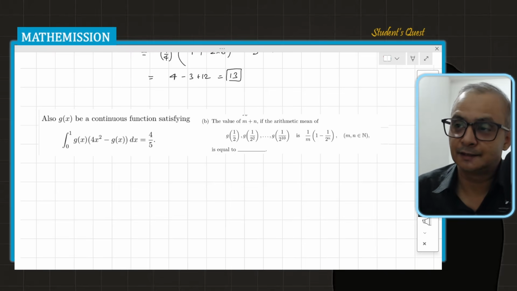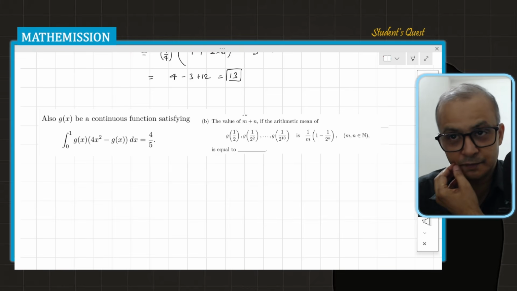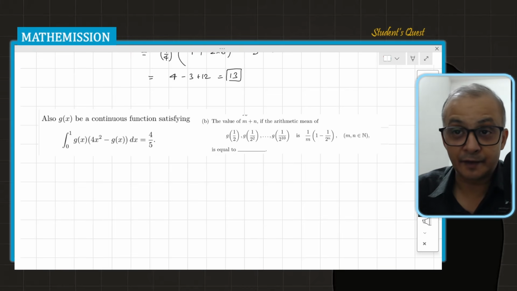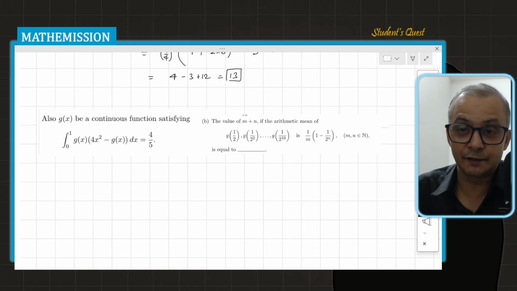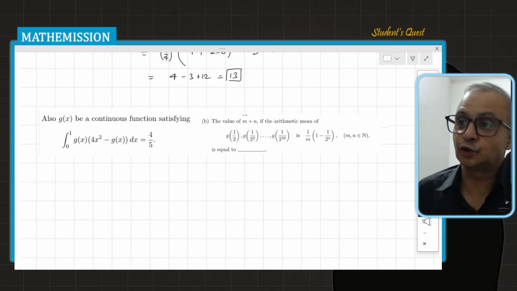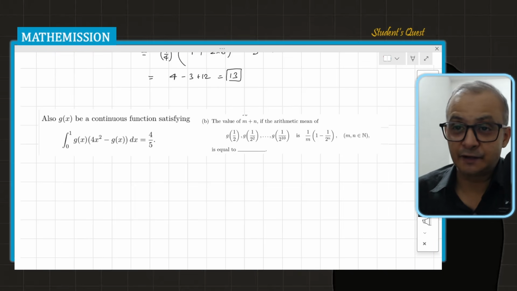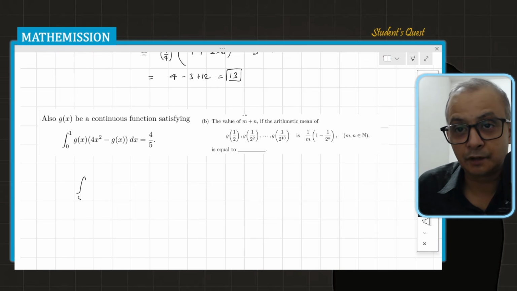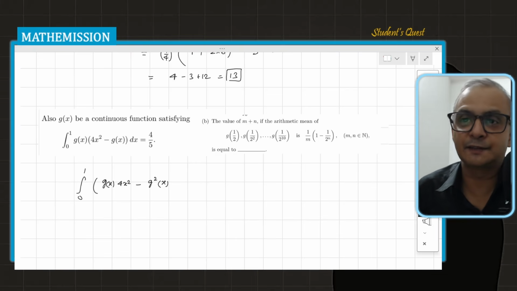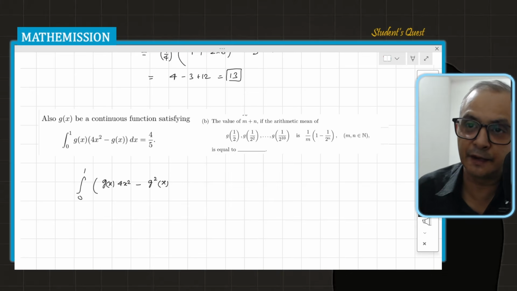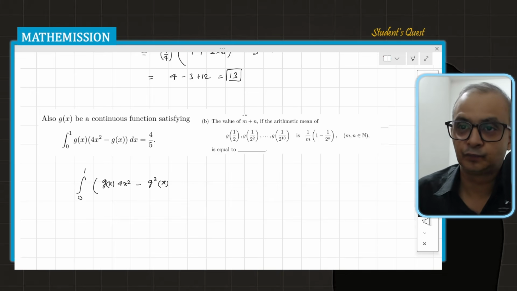Either you can guess what function I will substitute for g(x), so that I can subtract it from 4x square and also multiply the result with g(x) again and integrate it, and it should get 4 by 5. But it's very difficult. So let's try to do it this way, 0 to 1, and I'm going to multiply this entirely inside. So that is going to be g(x) into 4x squared minus g square x. G square x means I'm just writing in a fancy way, but the meaning of g square x is g(x) whole square, and that is dx.